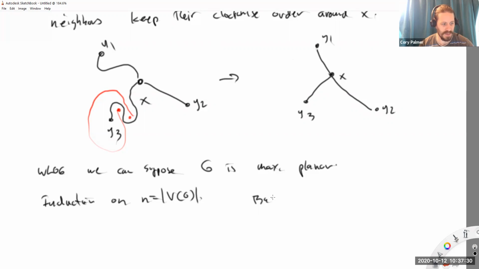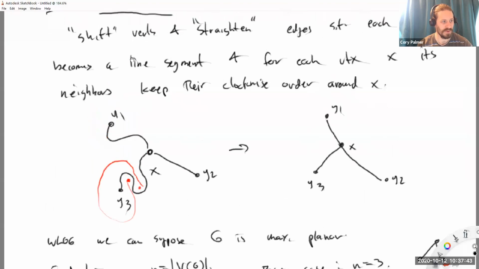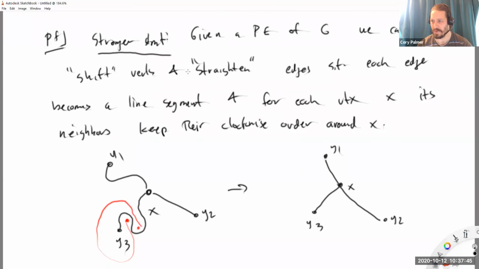Okay, the base case is immediate. The base case is when n equals 3. When n equals 3, the maximal planar graph looks just like a triangle. There is a planar embedding of the triangle. Actually, be careful. We're proving a little bit stronger statement here. But if you think about it for a little while, if I start with something that's a triangle and doesn't have curved edges, I can easily straighten those edges out, right?